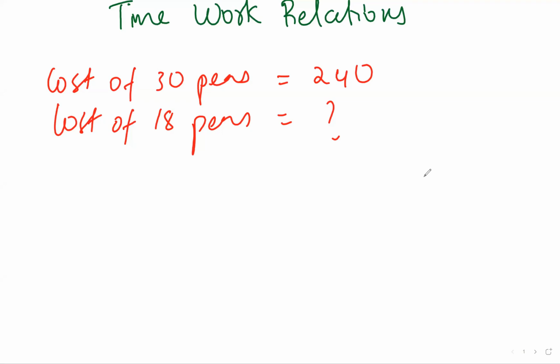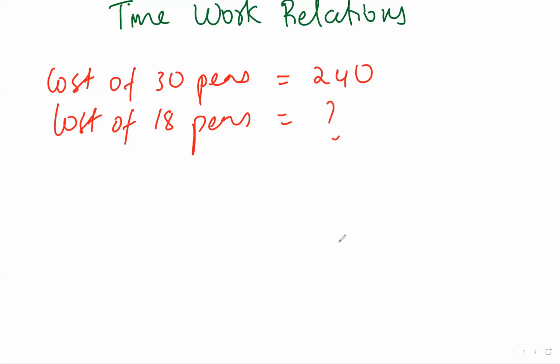Okay, cost of 30 pens is 240. What will be the cost of 18 pens? See, more pens, more cost. Less pens, less cost. So this is a direct relation, right? When it is more pens, more cost; less pens, less cost. So straight away do cross multiplication.